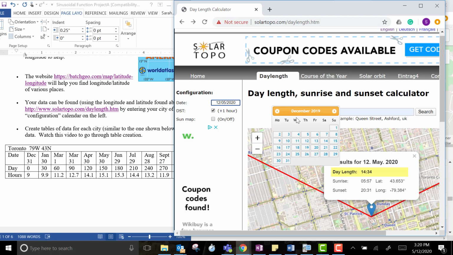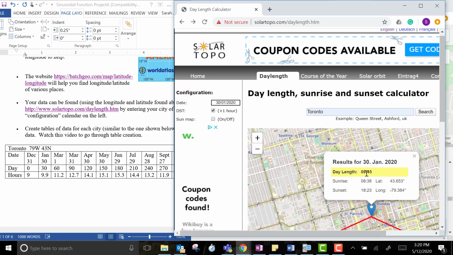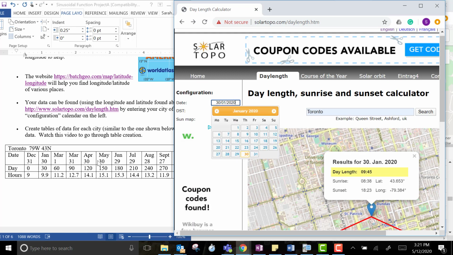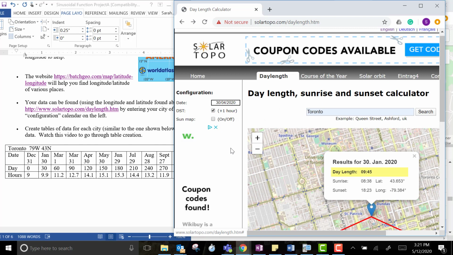But what I will do is I'll say, okay, what happened on January 30th? How much sun was there? This says 9 hours and 45 minutes. So then you're going to go to your table and fill out the number of hours that correspond. If I were to go to April 30th, it says there were 14 hours and 5 minutes.